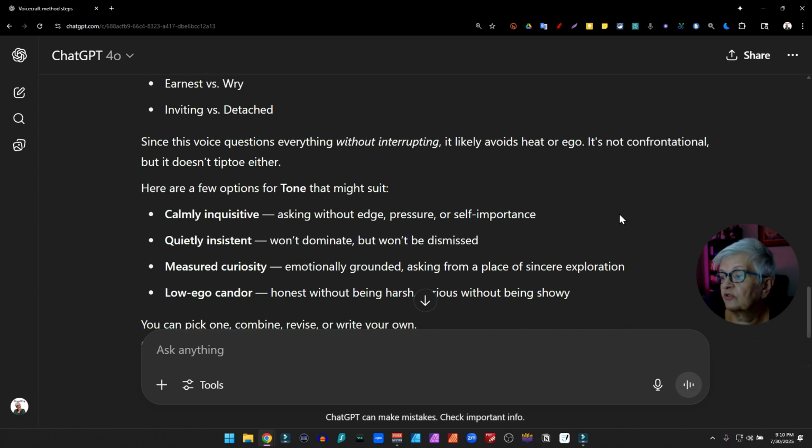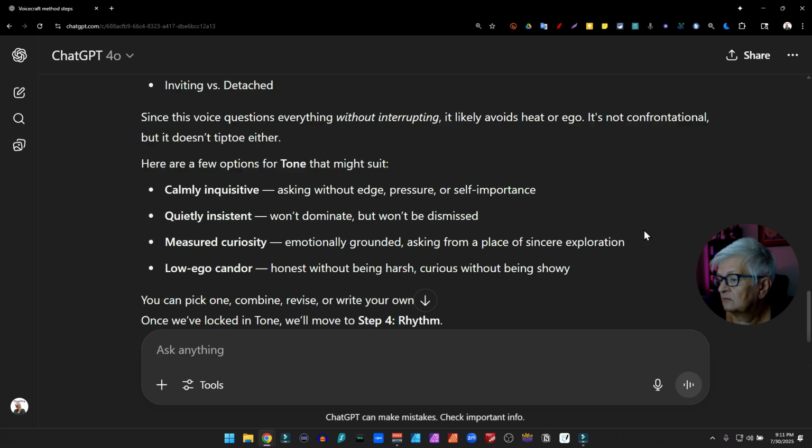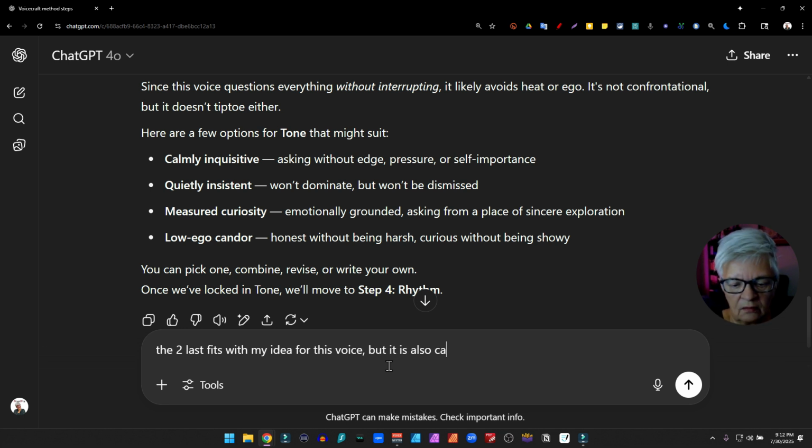Here are a few options for tone that might suit. Calmly inquisitive, quietly insistent, measured curiosity, or low ego candor. Out of this, I would say that the two last ones, measured curiosity and low ego candor, fit better with the voice I have in mind. Measured curiosity and low ego candor is important, but it's also calm and calming.